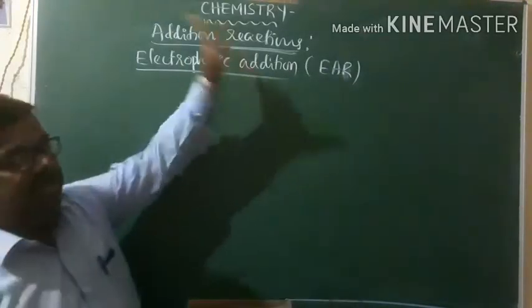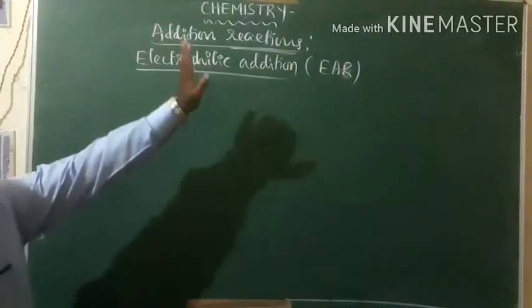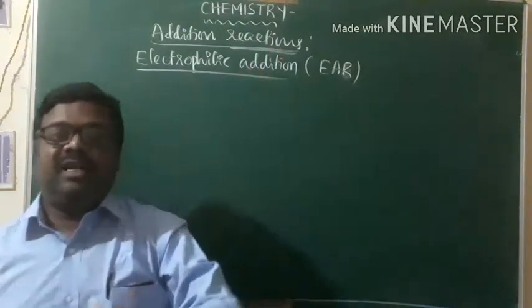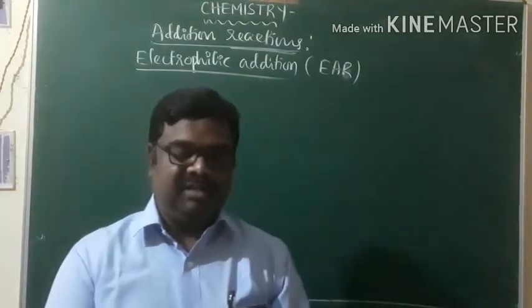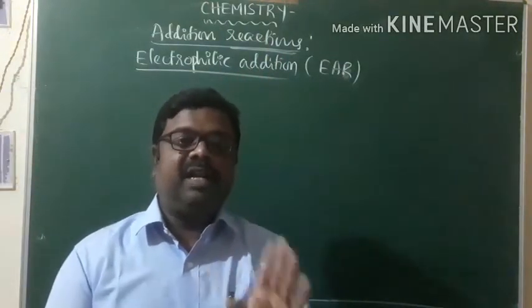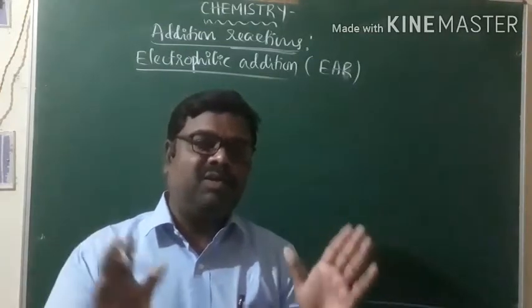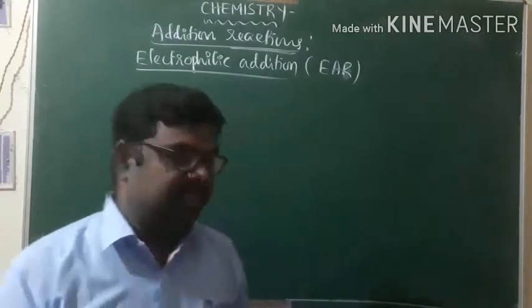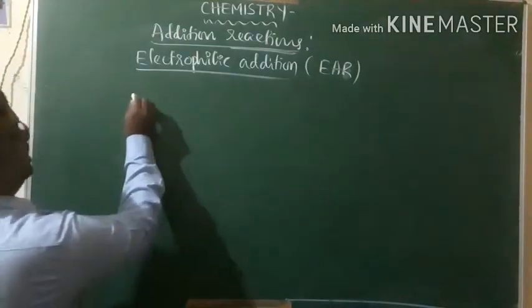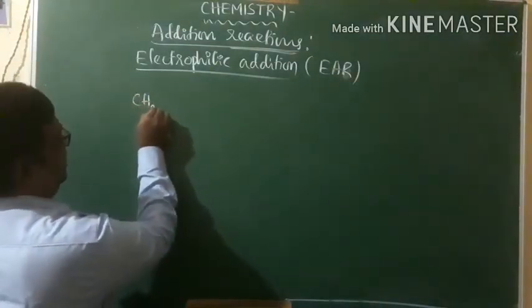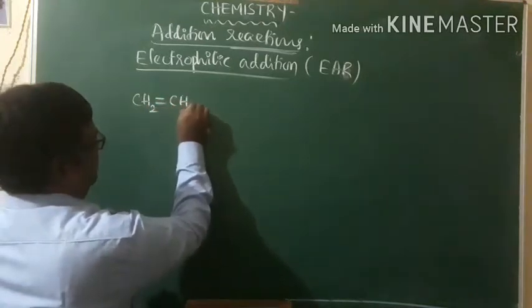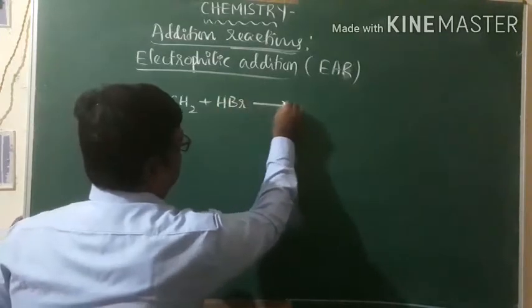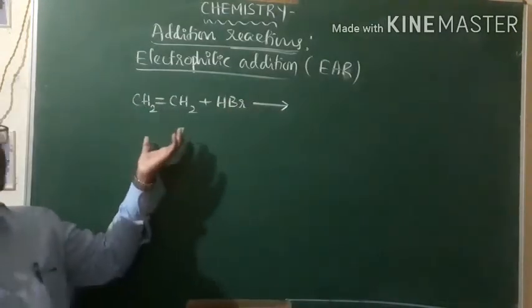What exactly is an electrophilic addition reaction? This is an addition reaction, no doubt at all. But that addition reaction is initiated by electrophiles. If the addition reaction is initiated by the electrophile, then it is called an electrophilic addition reaction. One example I will give is CH2=CH2 plus HBr. This is a popular addition reaction that you studied in first PUC.